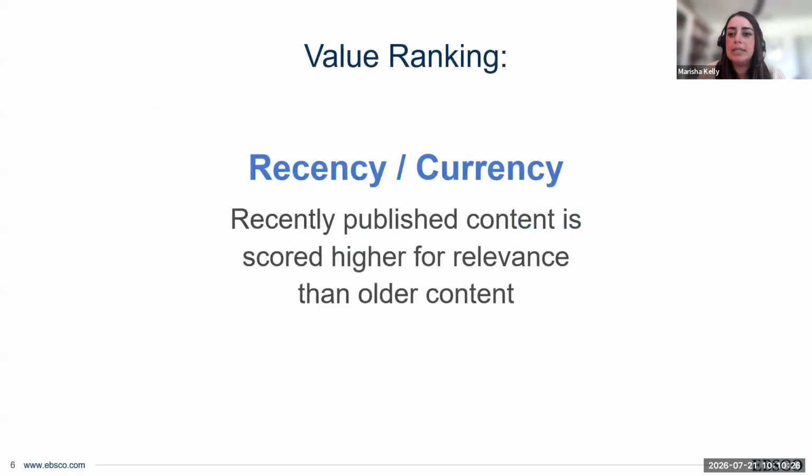And then additional content attributes that contribute to the relevancy of results, or what we call our value ranking priorities for libraries OneSearch, include recency and currency. So recently published content is going to be scored higher, is going to be favored for relevance than older content. So consider something published in 2025 would have more weighting than something published 50, 60, 70 years ago.